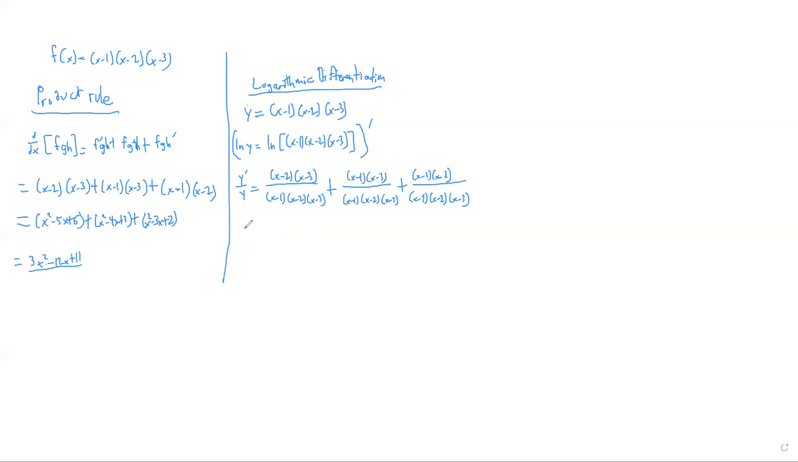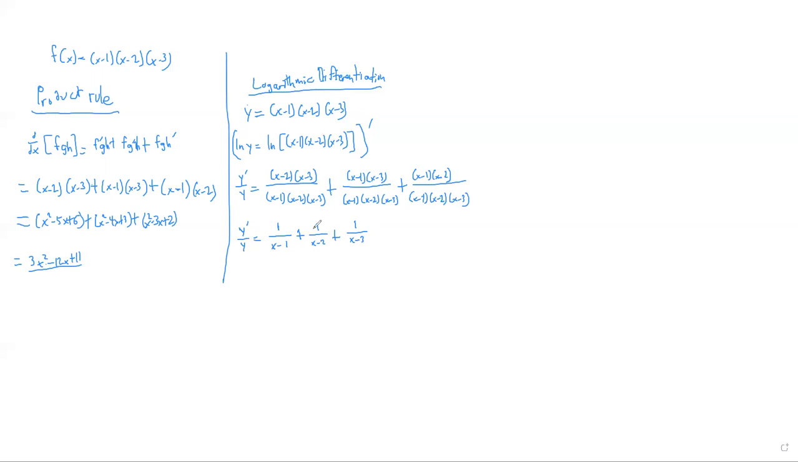All right, so y prime over y is thus equal to, okay, so basically we have x minus 2. So here it's just 1 over x minus 1, right? Plus, and then here everything cancels out except x minus 2. So that's 1 over x minus 2, plus 1 over x minus 3.